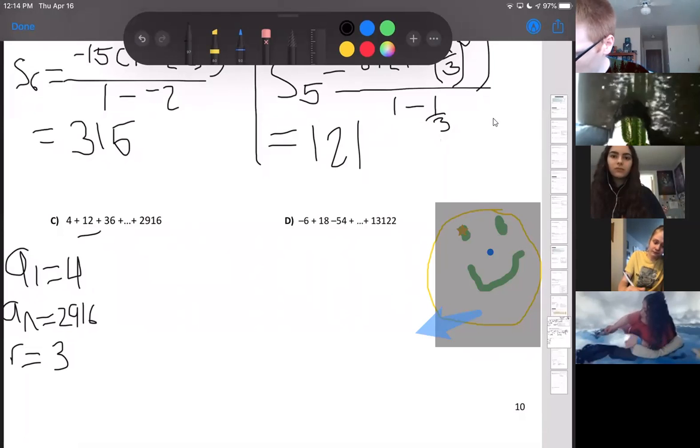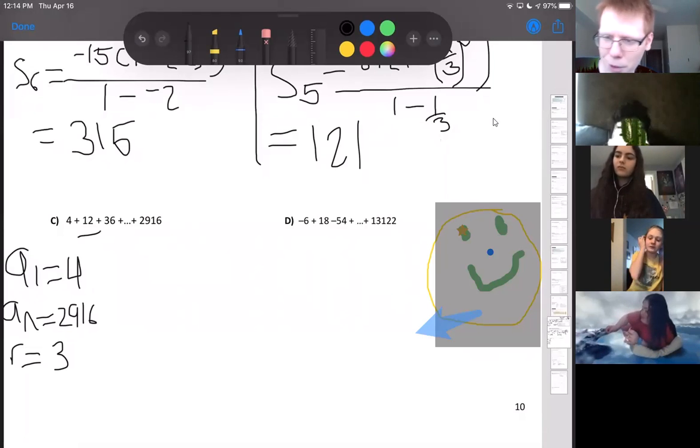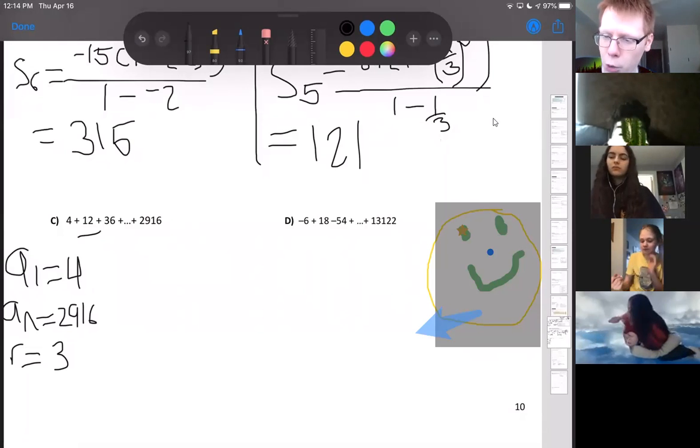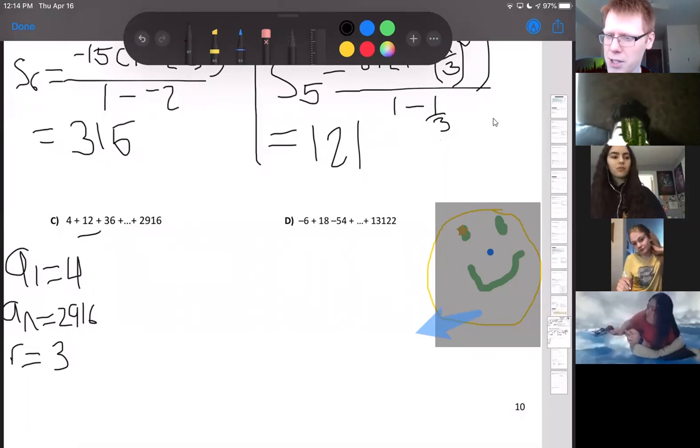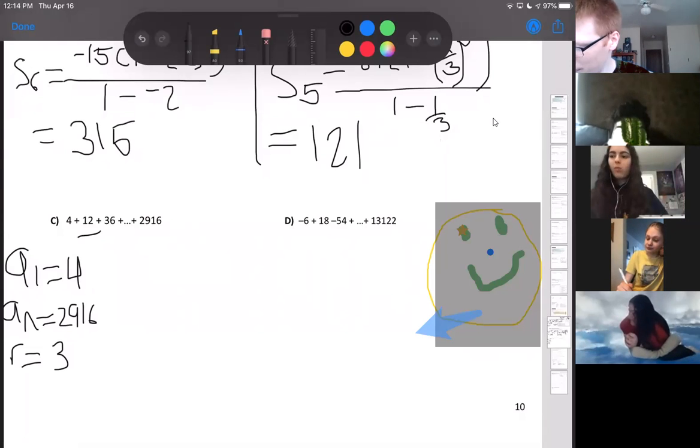But notice we don't know how many terms are in this sequence. Like I don't know that there's 50 numbers we're looking at. Some teachers would have you plug it into the geometric sequence formula and solve for n and then plug it in. But I'm going to make your life a little bit easier.